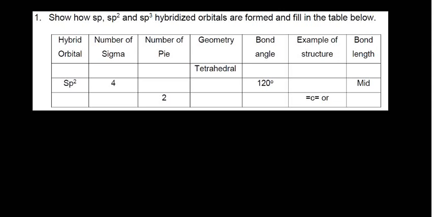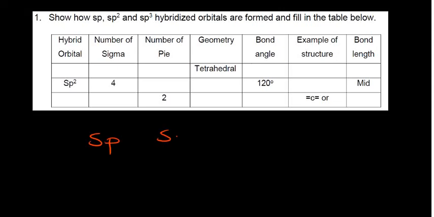Let's go over some practice questions on organic chemistry. So, question 1. Show how sp, sp2, sp3 hybridized orbitals are formed and fill in the table below. One thing we need to understand is that carbon undergoes three types of hybridization, which are sp, sp2, sp3 hybridization.